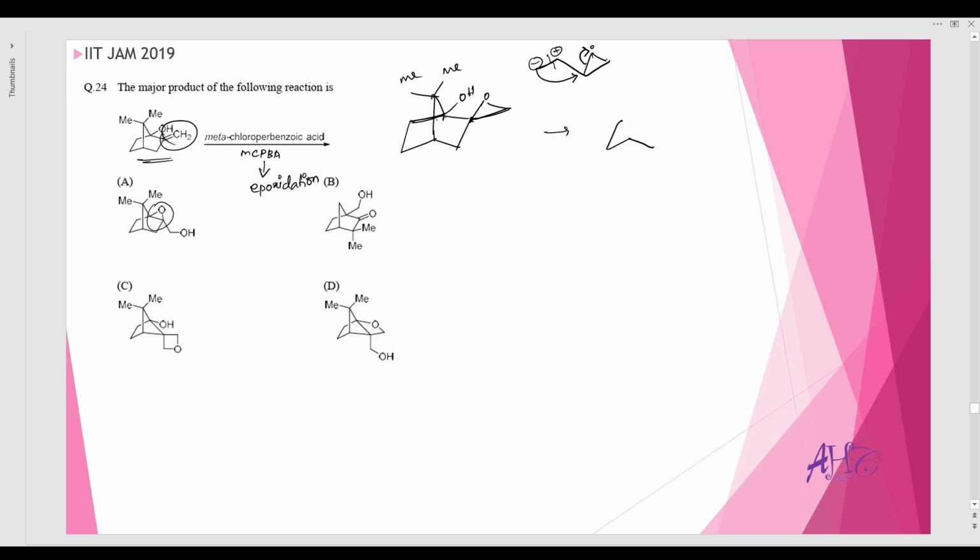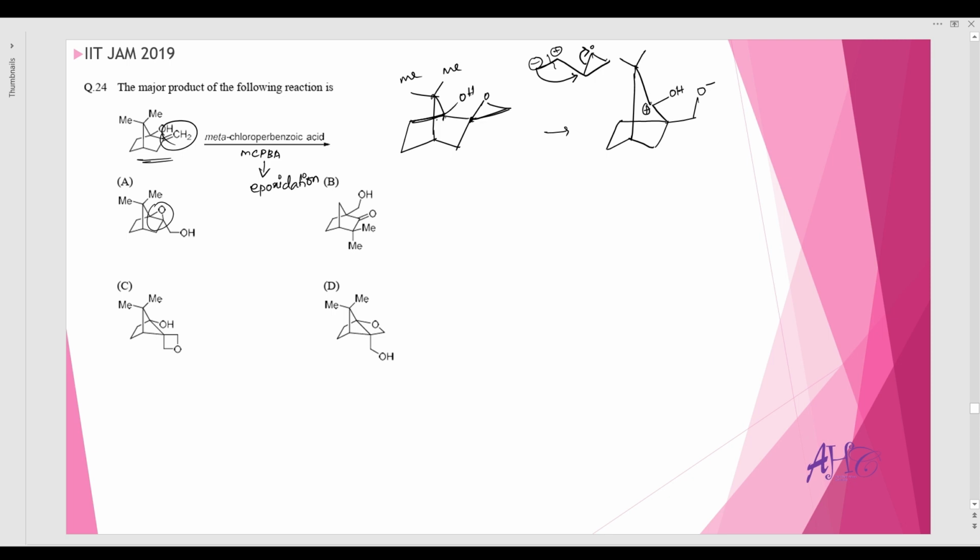So you will have a structure like this. Where we'll have the O minus, this is going to be your O minus, and here this is going to form a bond like this, and here you have the alcohol group, carbocation, and we also have two methyl groups. A ring structure will be formed like this.